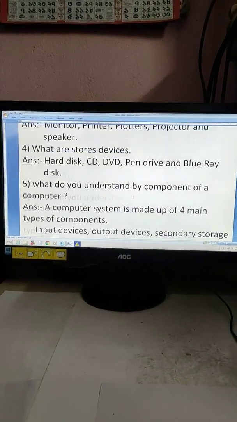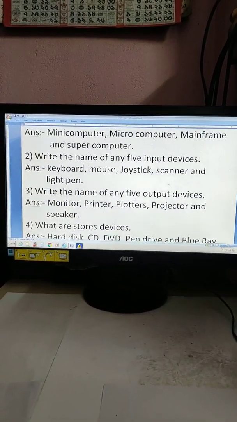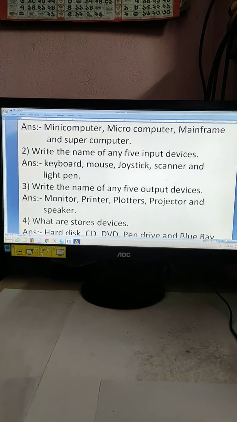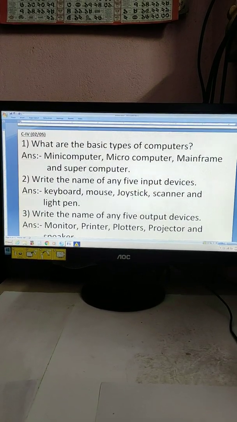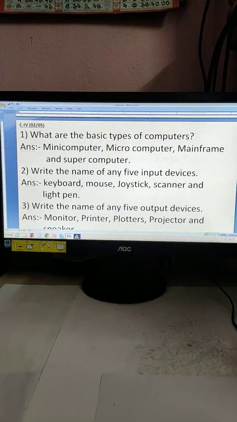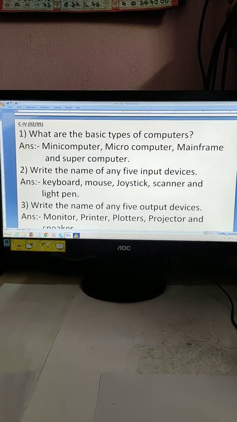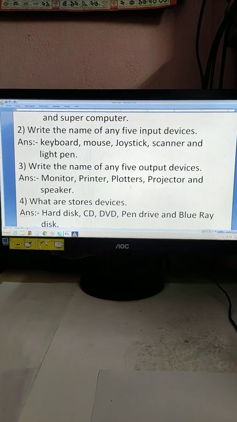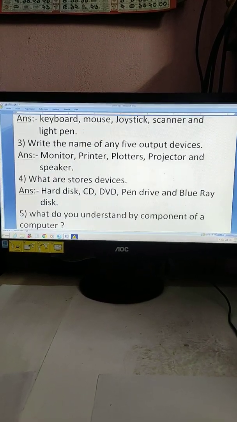So you will write all these answers in your notebook. It is nicely visible. You need to write all the answers. I will check all these answers.